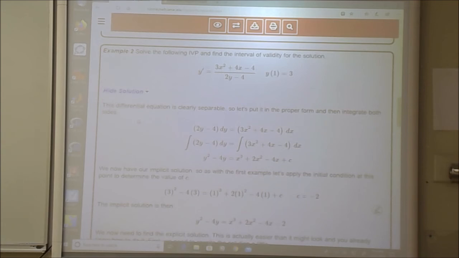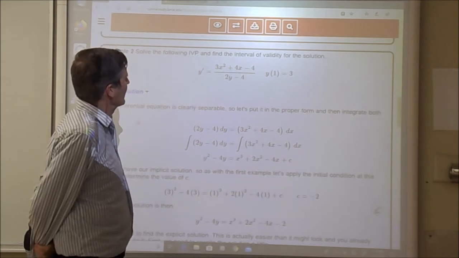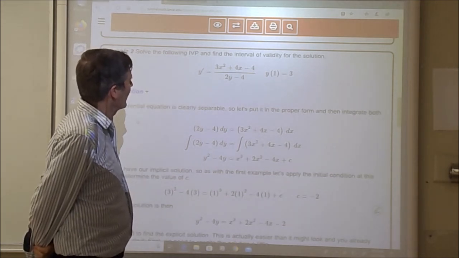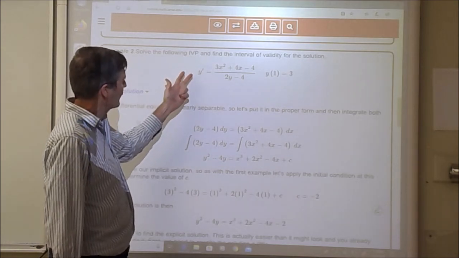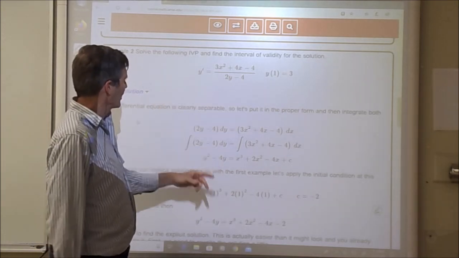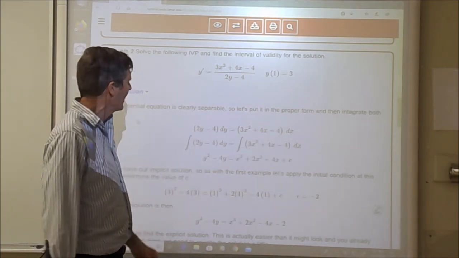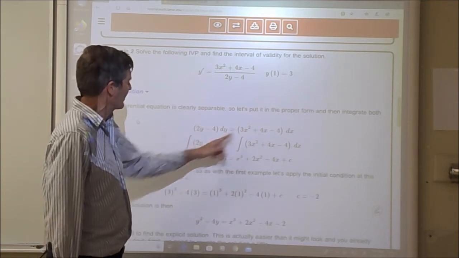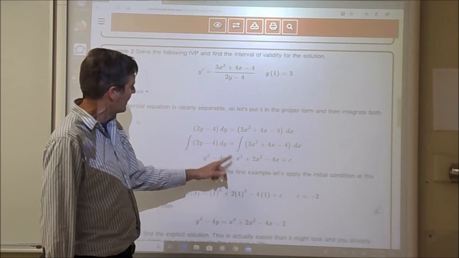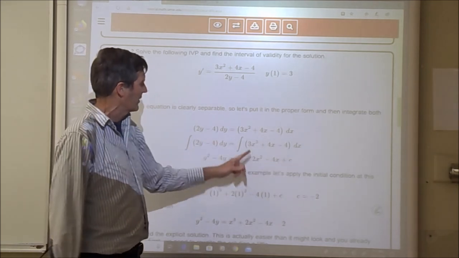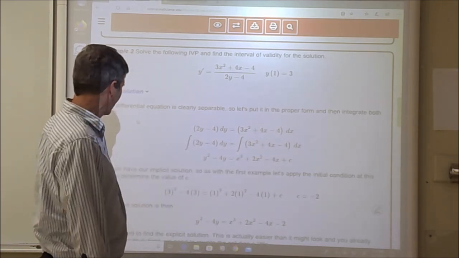Here's another problem. Suppose I have y prime equals this quotient. What a mess. Well, I can still separate variables. I multiply by 2y minus 4 and multiply across by the x, and I get (2y minus 4) dy equals (3x squared plus 4x minus 4) dx. X's and y's are separated on each side, so I can slap an integral sign on there. When I integrate this side, I get y squared minus 4y plus an arbitrary constant. I'll put them both on this side. Integrate this side, I get x cubed plus 2x squared minus 4x plus c.